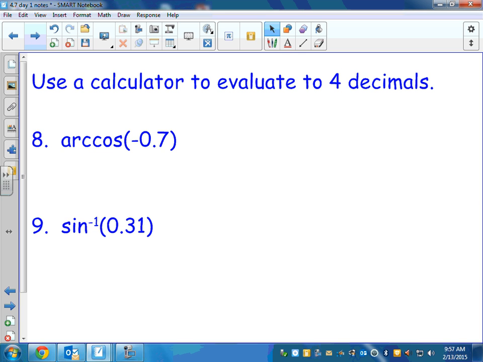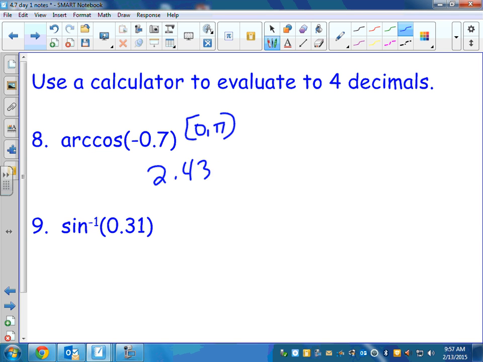So let's just do our cosine first. Our cosine is between 0 and pi, which means your calculator will always give you the answer between 0 and pi. In radian mode, I'm just going to hit inverse cosine, negative 0.7, and it tells me the answer is 2.4362.